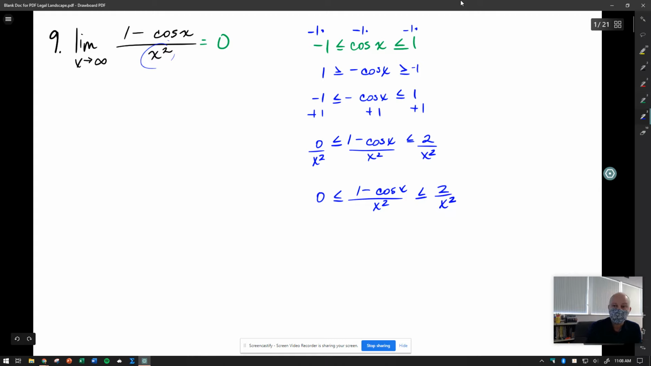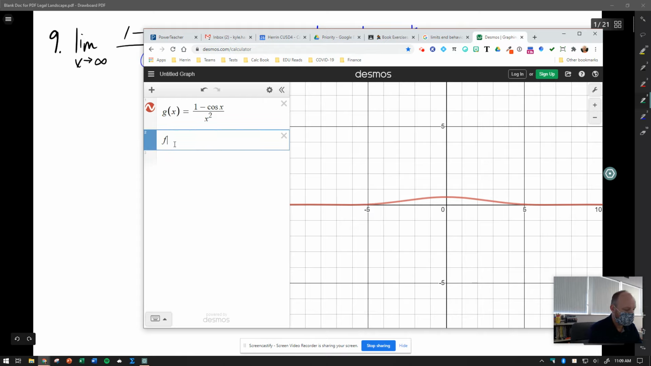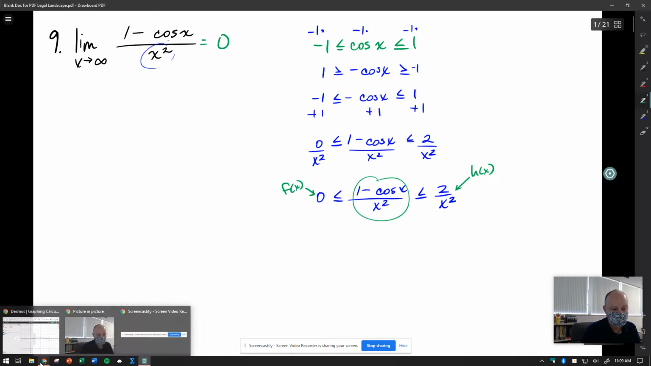So what we've done then is squeezed our function, 1 minus cosine of x over x squared, in between f of x equals 0 and h of x equals 2 over x squared. So let's see if those two functions really do squeeze our function by taking a look at the graph again in Desmos. So let's go f of x equal to 0, and let's go h of x equal to 2 over x squared.